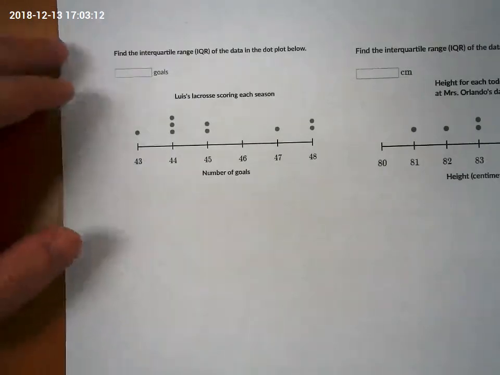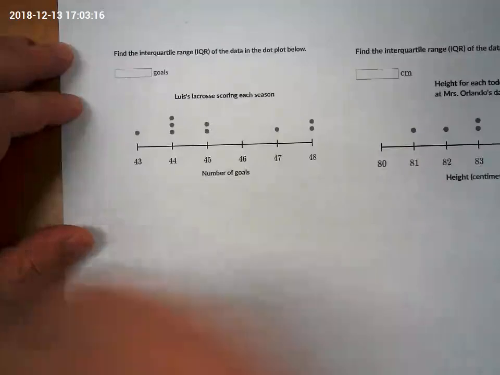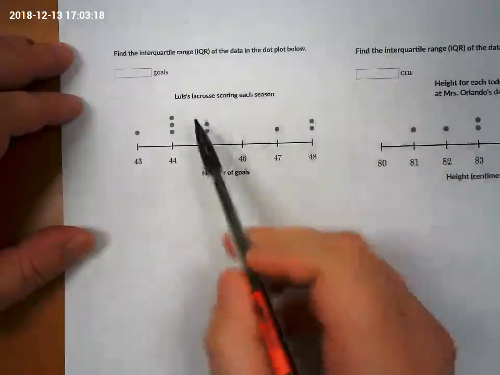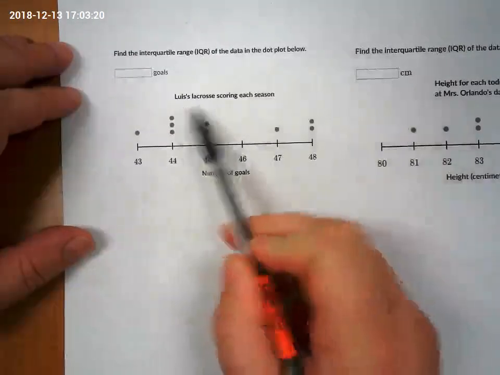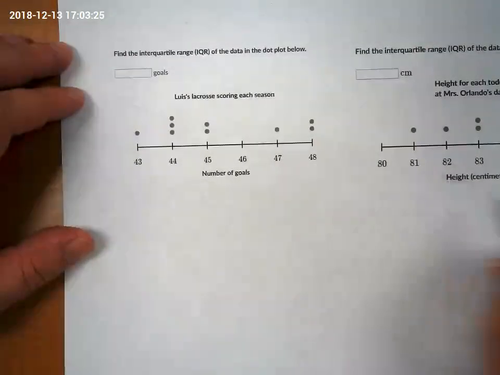Alright, today we're going to be working on interquartile range and mean absolute deviation. The first problem we're going to work on is finding the interquartile range of Luis's lacrosse scoring in each season. We're going to start out by writing down our data set.